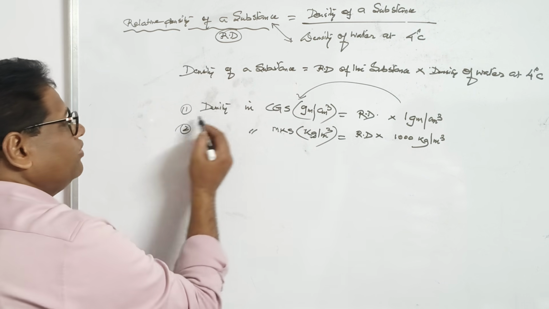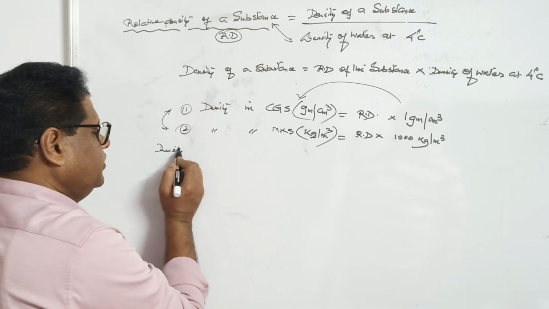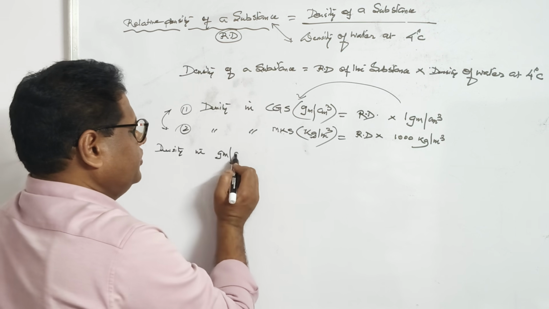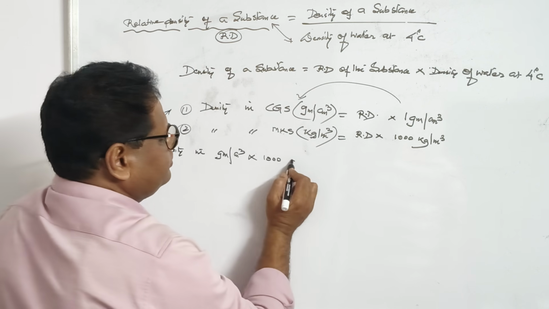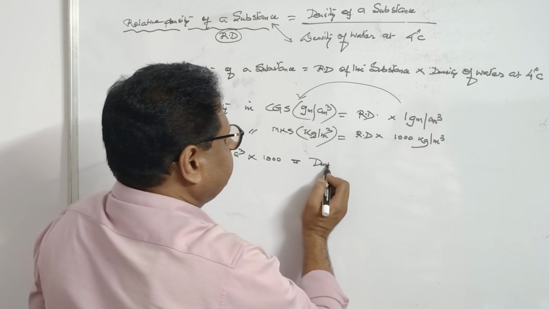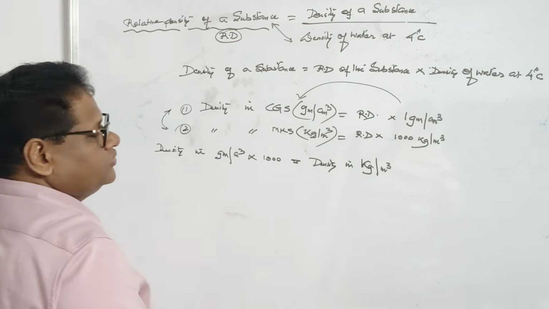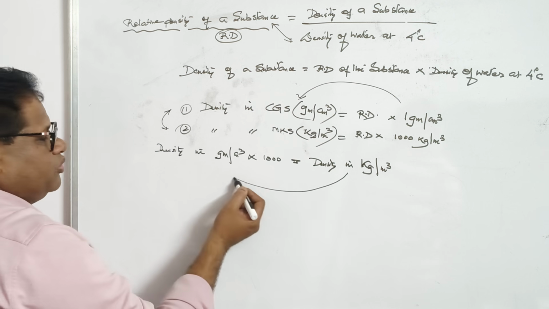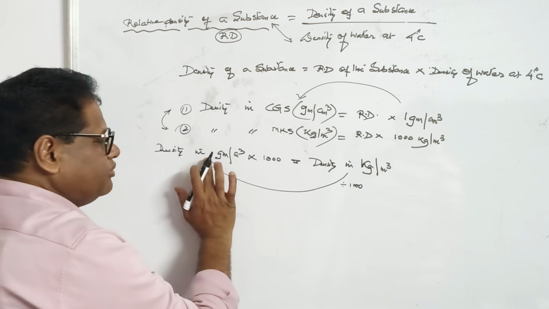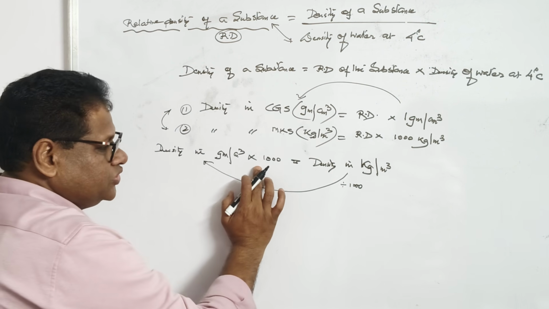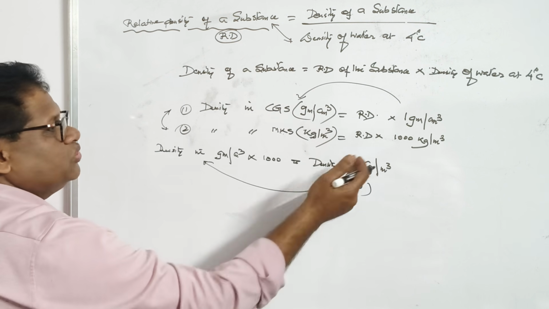Now how are these two related? Density in gram per cm cube, if you want to convert into kg per meter cube, simply multiply by 1000. This will give you density in kg per meter cube. And if you want to go from kg per meter cube to gram per cm cube, then simply divide it by 1000, right? So gram per cm cube to kg per meter cube, multiply by 1000. kg per meter cube to gram per cm cube, divide by 1000. So this is how you can convert from one into another.